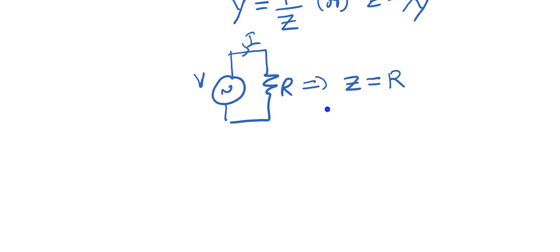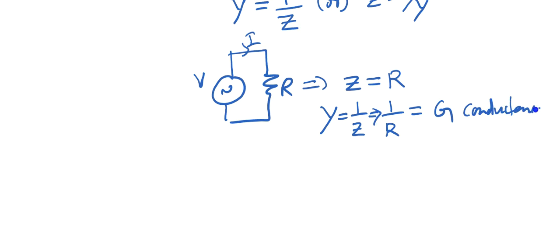And if you want to find the admittance here, admittance is nothing but 1 by Z, isn't it? So Z is nothing but R, and Y is 1 by R. What is meant by 1 by R? 1 by R is nothing but conductance. The reciprocal of resistance is conductance, isn't it? That can also be measured in mho. So that is the relation you need to understand.